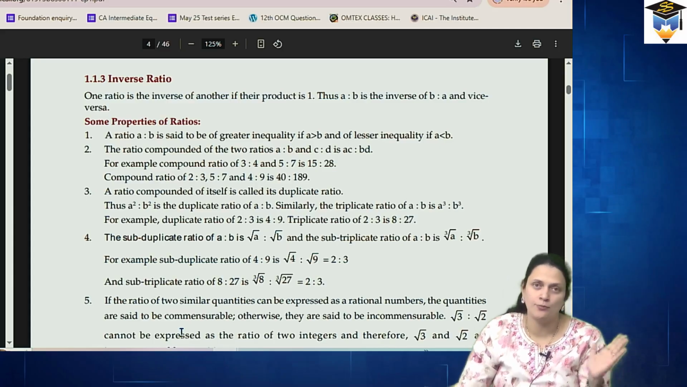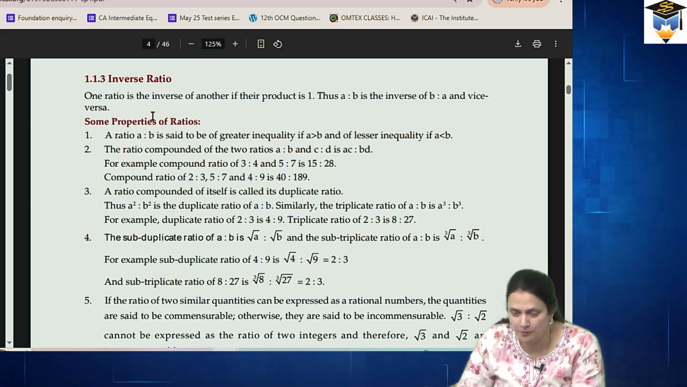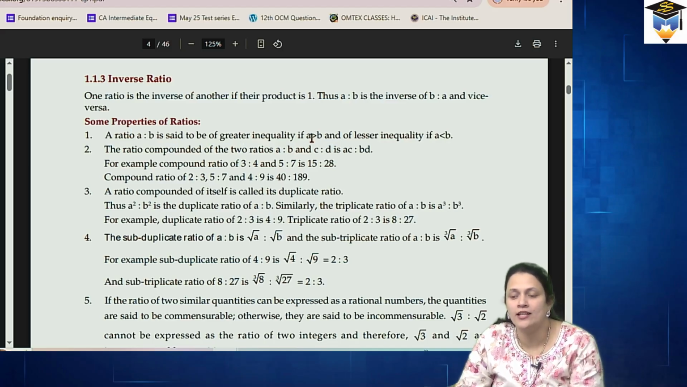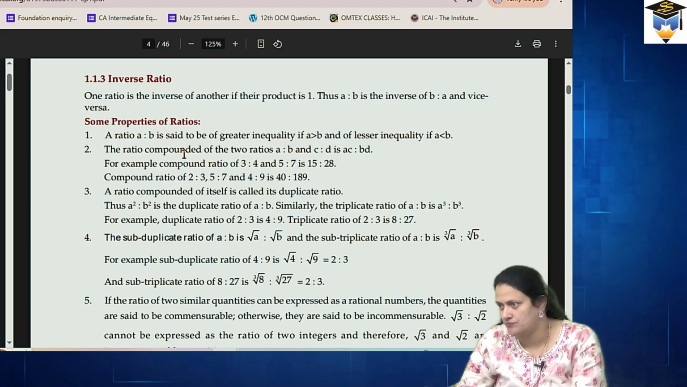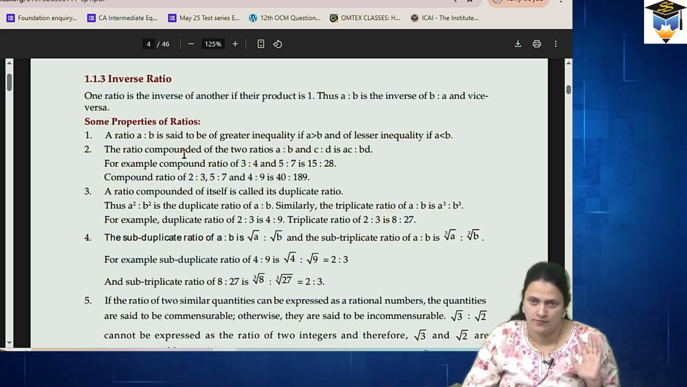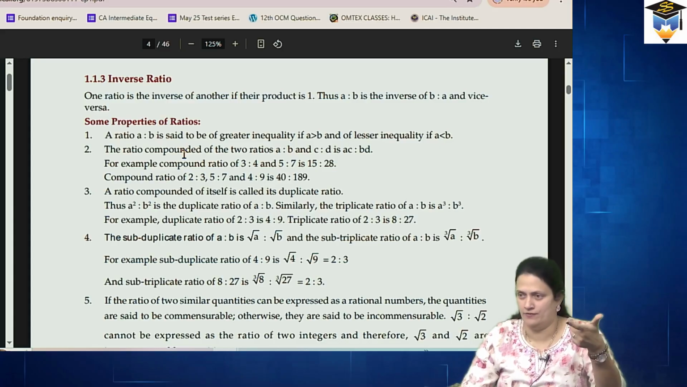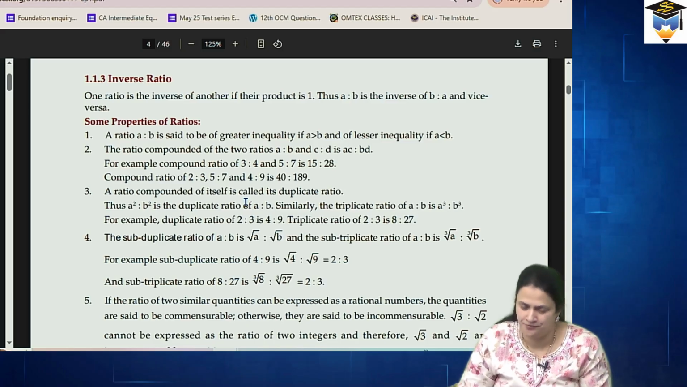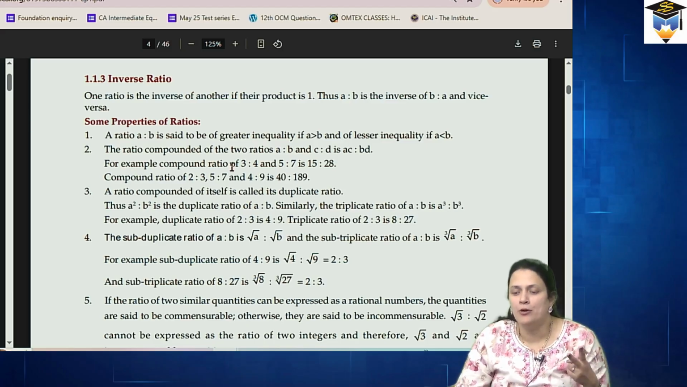Now let us see all the properties of ratios. First property, a ratio A is to B is said to be of greater inequality if the value of A is greater than B. Like we saw, 7:6. Who is greater? 7. So depending upon that particular quantity is greater. The ratio compounded of the two ratios A is to B and C is to D is AC is to BD.